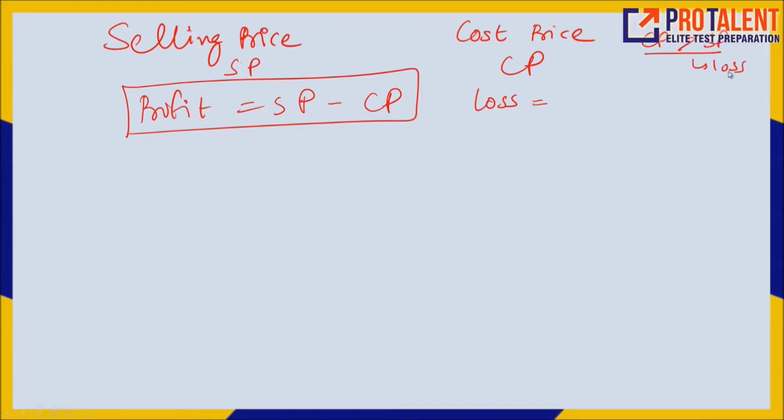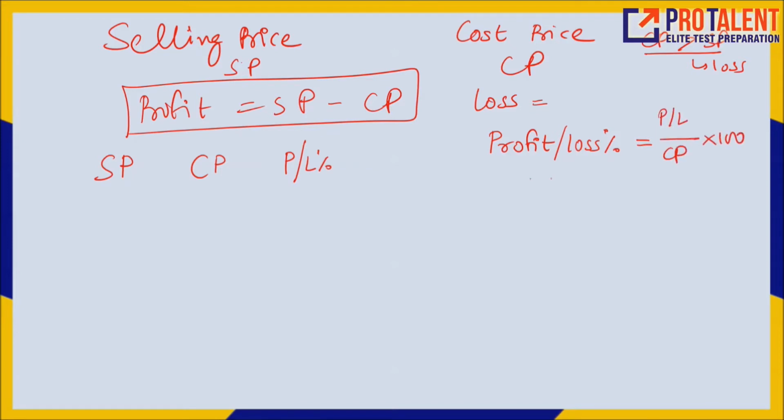So an important point is you have to understand that there are three variables: SP, CP, and profit or loss percentage. So when we say profit or loss percentage, ये हमेशा profit हो या loss हो, उसका अगर percentage निकालना है, that is always calculated on cost price. It is always calculated on the cost price. This is very important. Profit ho ya loss ho, this is always calculated on the cost price.